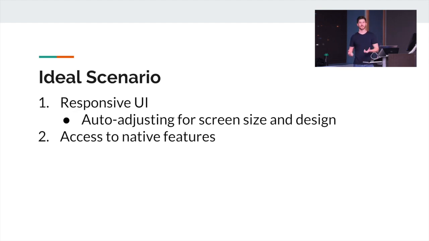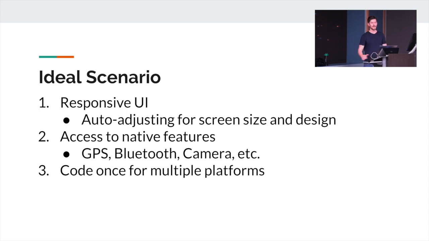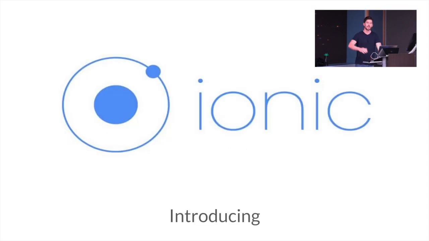We want access to native features, things like camera, Bluetooth, GPS, our file system. And we want to code once for multiple platforms. That's the biggest thing. We want one code base and many platforms. That sounds like a more scalable approach to me. This is easily maintainable and manageable for new hires and other employees as well, other teams. So let me introduce you to Ionic.